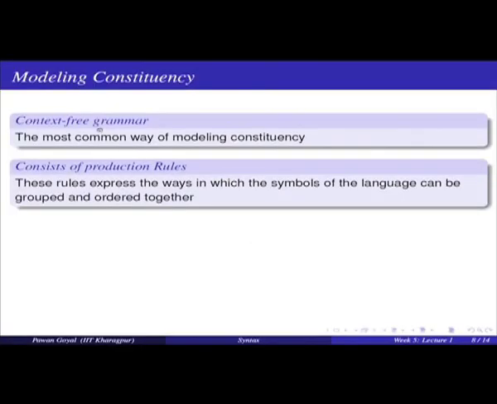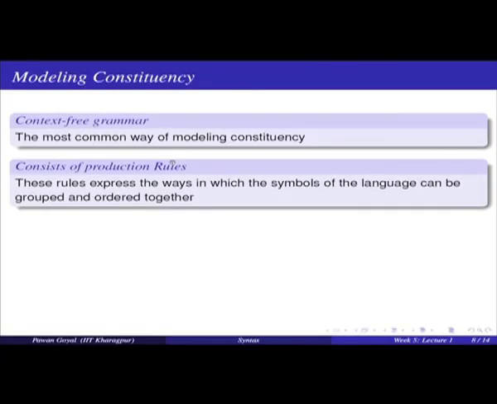In the case of context-free grammar, you will have some sort of production rules. That is what we are mostly interested in. The rules will try to express the ways in which various symbols of the language are grouped together. That is our main interest in using context-free grammar. Which symbols are being grouped together, I can express using the production rules in context-free grammars.